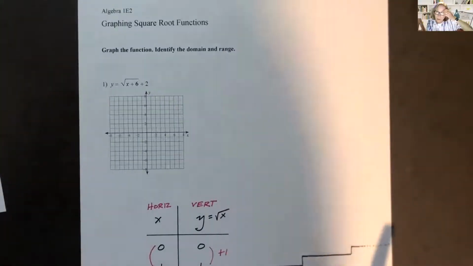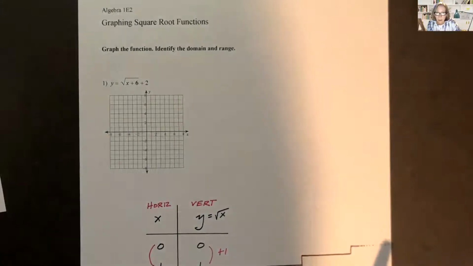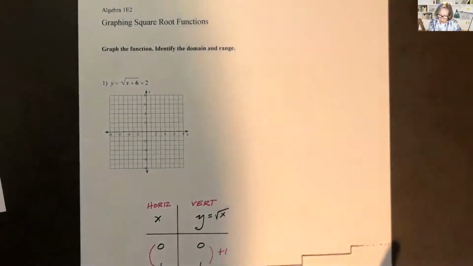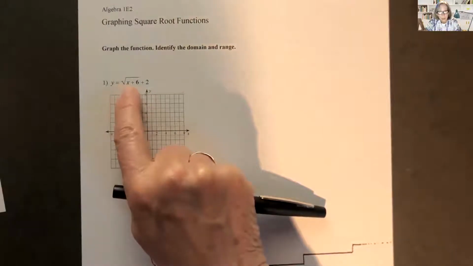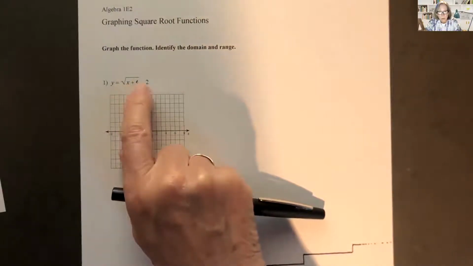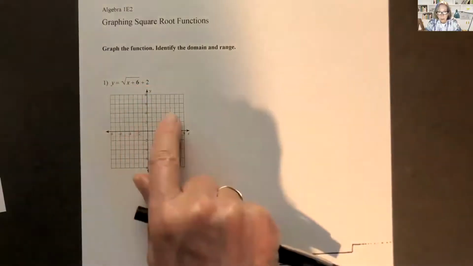Hi students, this is a video on graphing square root functions, not using a table of values, but using a pattern. It's powerful because you're just taking the parent function, which would be y equals the square root of x, and you're translating it, you're sliding it around the coordinate plane, but it keeps its shape.